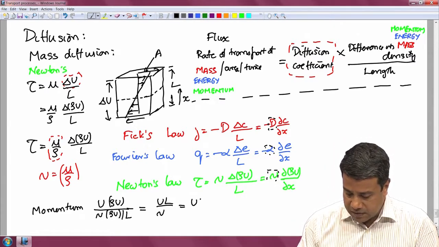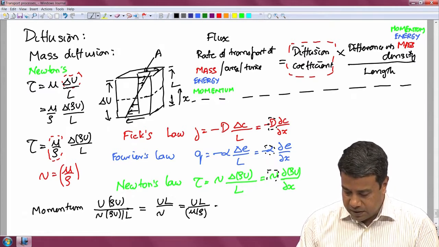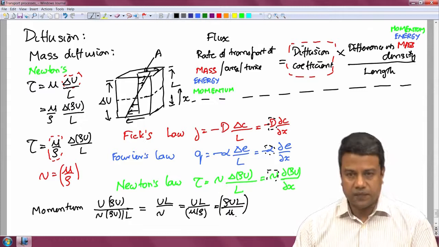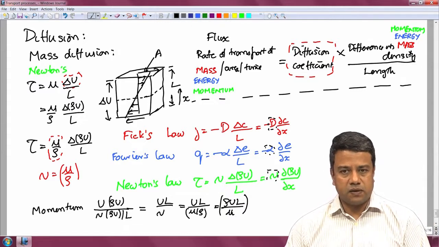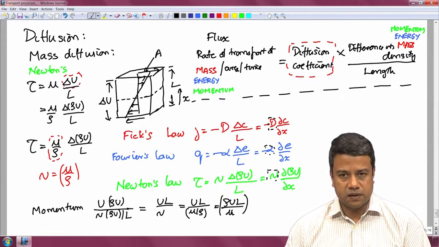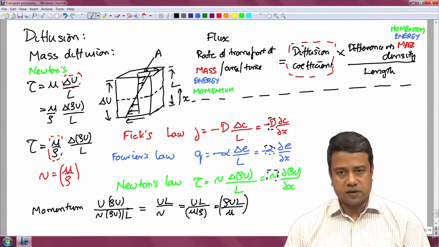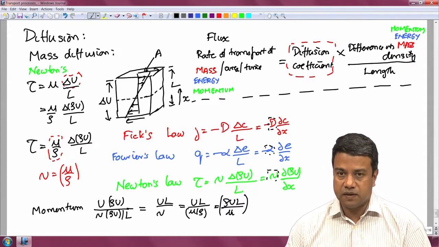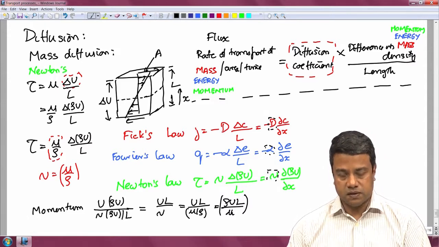So, if I write this way, I get rho u L by mu. As you will recall, this is our familiar Reynolds number. So, the Reynolds number actually is just a ratio of momentum convection divided by momentum diffusion.